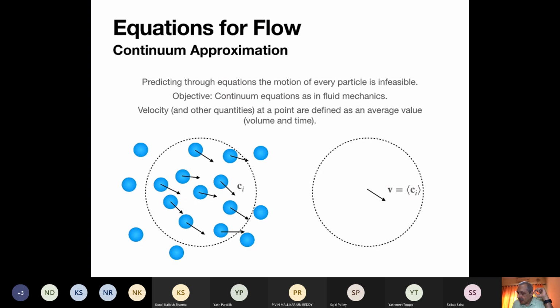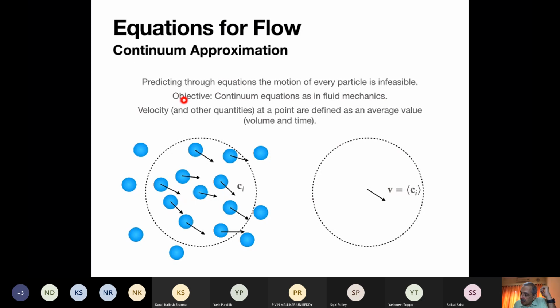In this way, at every point we can define the velocity, the stress, the density, everything, if we take a volume that is large enough so that this average is sensible, but small enough that it is small compared to the system size. Then we can define an average velocity at every point, and write down the equations just like in fluid mechanics. So we know the velocity at a point, and how does this velocity vary with distance, with time, with space, and so forth?